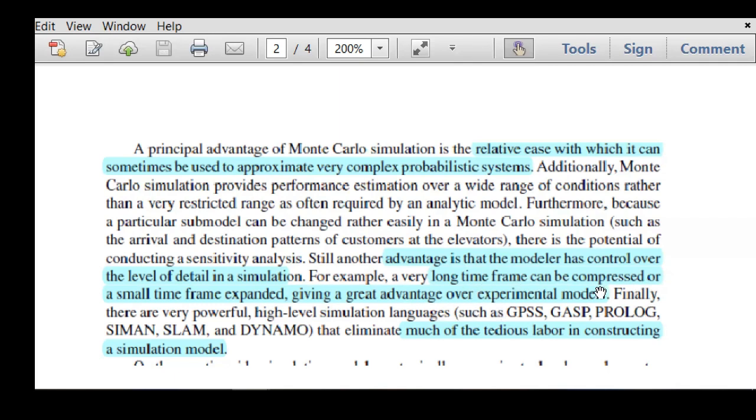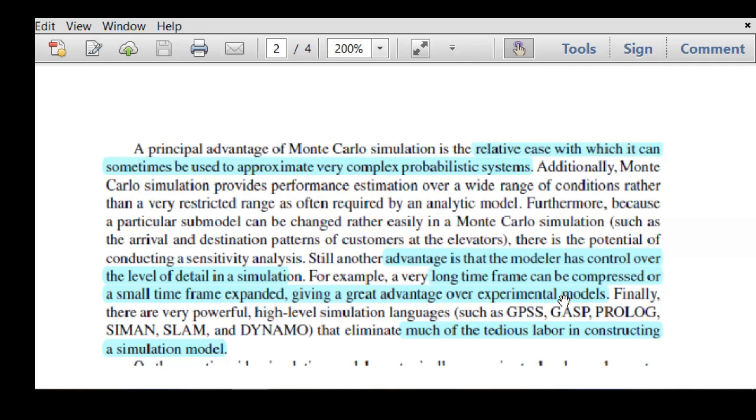And for example, a very long time frame can be compressed into a small time frame, or a small time frame can be expanded, giving a great advantage over experimental models. Obviously, a huge time frame can be compressed to think of it as a short one, or vice versa, using this Monte Carlo simulation.